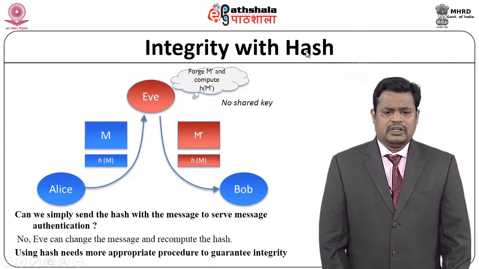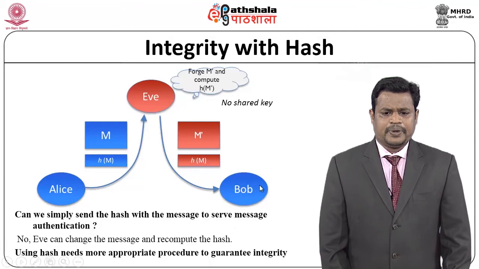Integrity with hash, we already discussed in the previous topic. Here there is no need for sharing the key K between Alice and Bob. So what happens here is Alice sends the hash of message M, then Eve captures it, forges M dash and computes H of M dash, where Bob has no shared key, but anyhow they can send the modified message.